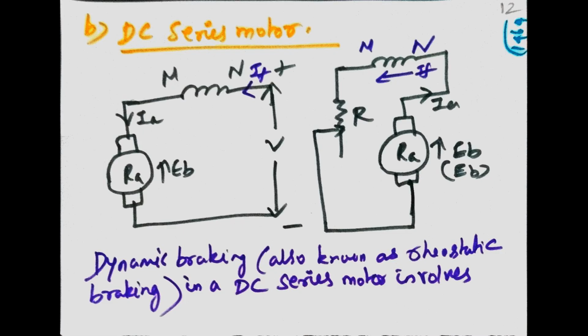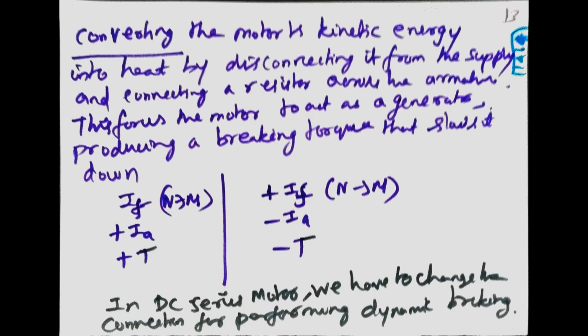IF direction has no change, that is N to M. IA changes, so torque changes. In a DC series motor, we have to change the connection for performing dynamic braking, that is, the field current is reversed. The direction of field current is changed so that flux is produced. Advantage: just replace the supply voltage with the dynamic braking resistance.